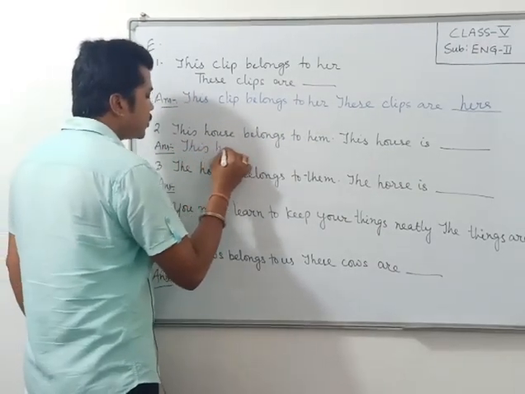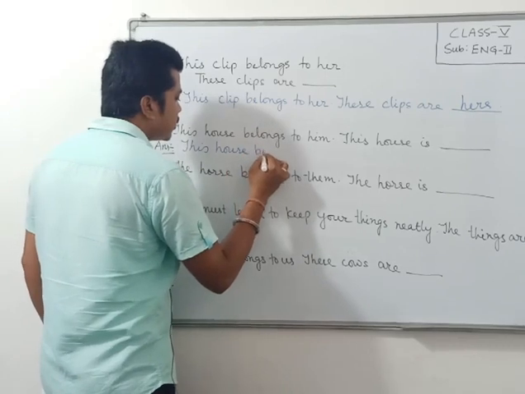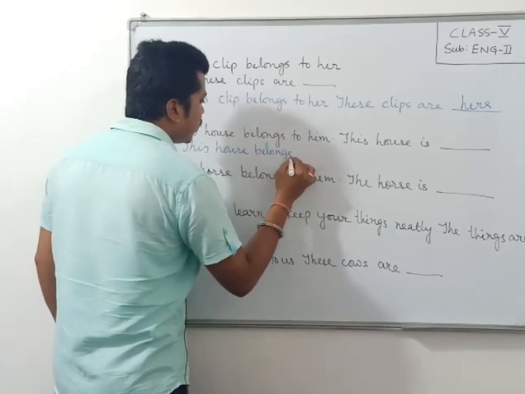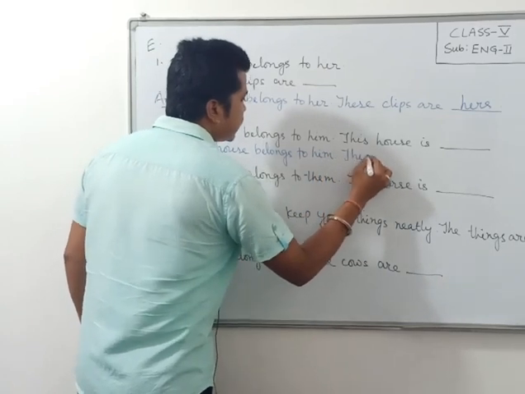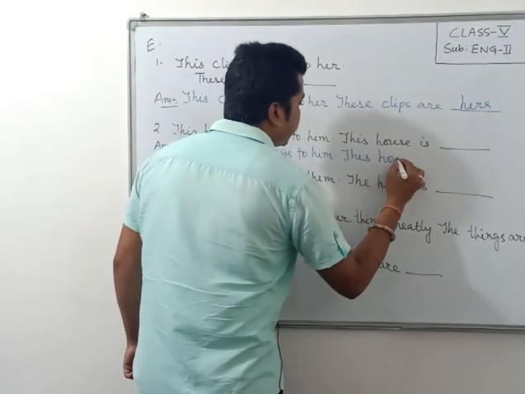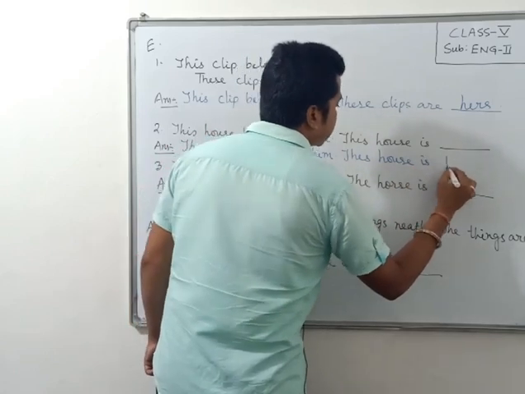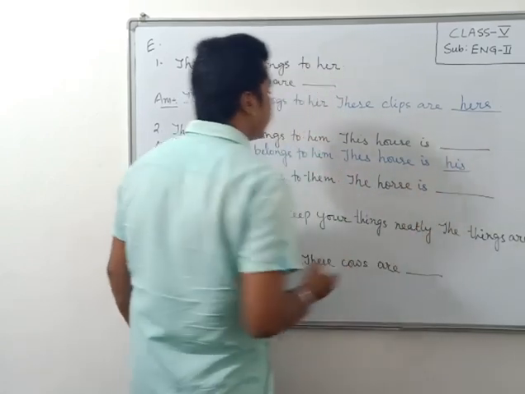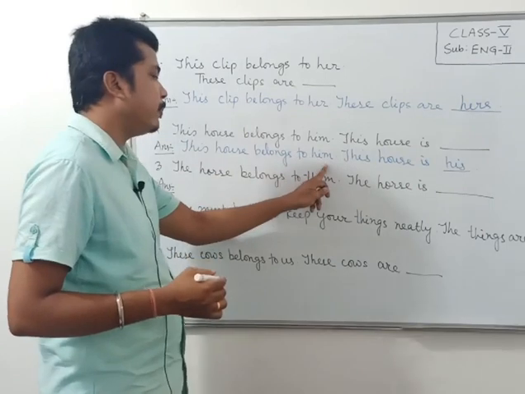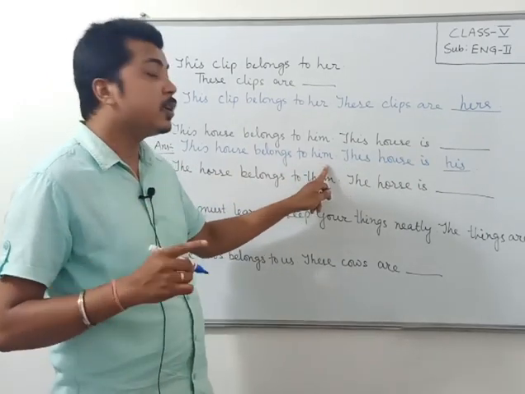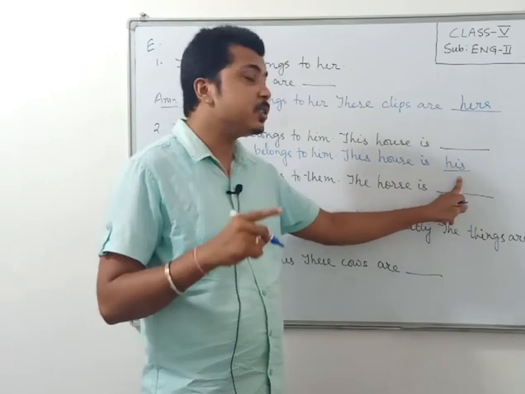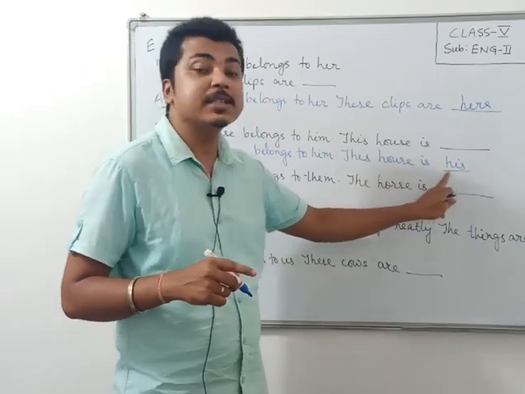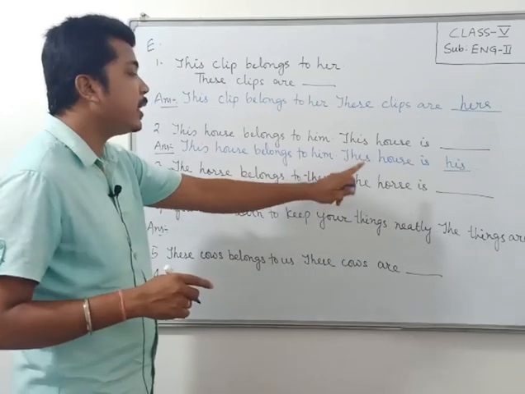Next, this house belongs to him. This house is, what will it be? From him it will be his. This house is his. This house belongs to him means this house is his. How can we write this? We can write it in this way: this house is his. From him it will be his.